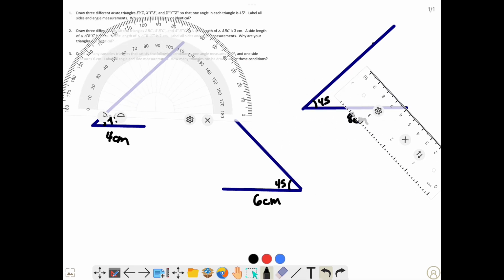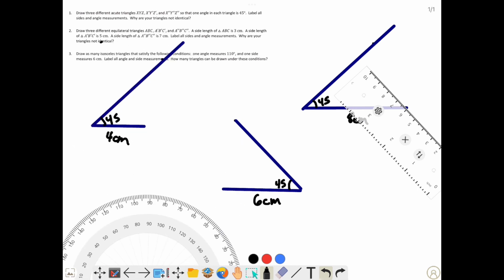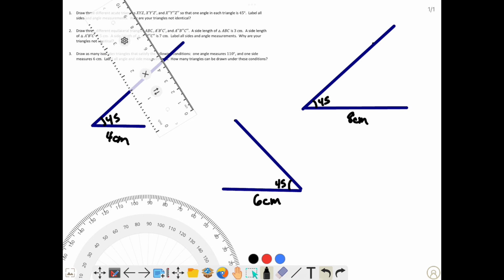Now, in order to create acute triangles, we need to keep our angle measurements all under 90 degrees. So we can use angles like 45, we can use 70, 65. They can be close to 90, but we don't want to be 90 or above.